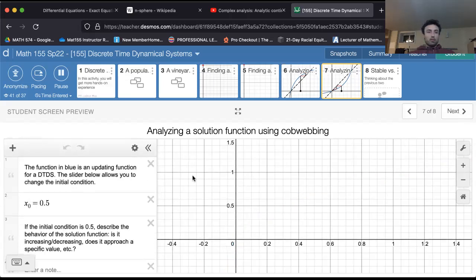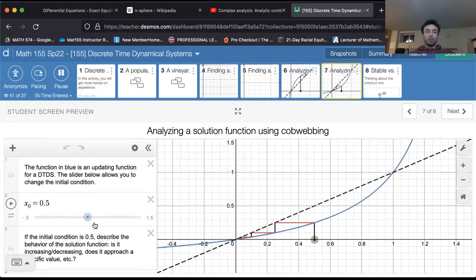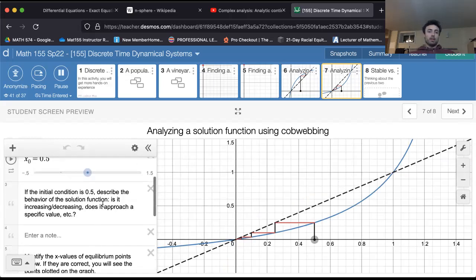All right, second to last tile, new updating function. Same function, the slider below. Yep, sure. If the initial condition is 0.5, describe the behavior. All right, well, let's see. So x0 is 0.5, x1 is 0.2485. I'm reading the y value of when I first touch my updating function. And then as I continue to read y values, I'll get the next number in the list. So x2 is 0.101, so on, so on, so on.